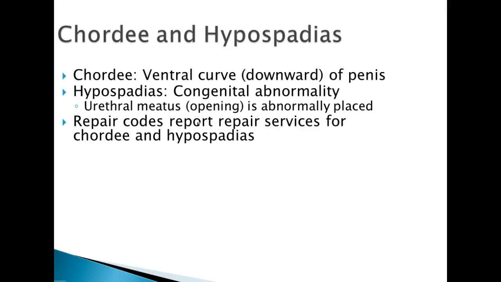Chordee is a condition in which the penis has a ventral or downward curve and is a congenital deformity. Hypospadias is a congenital abnormality in which the urethral meatus, or the opening, is abnormally placed, usually along the ventral aspect or the underside of the shaft. Degrees of hypospadias are classified according to location, whether anterior, middle, or posterior. Hypospadias may lead to Chordee. The farther from the glans penis the opening is, the greater the Chordee.